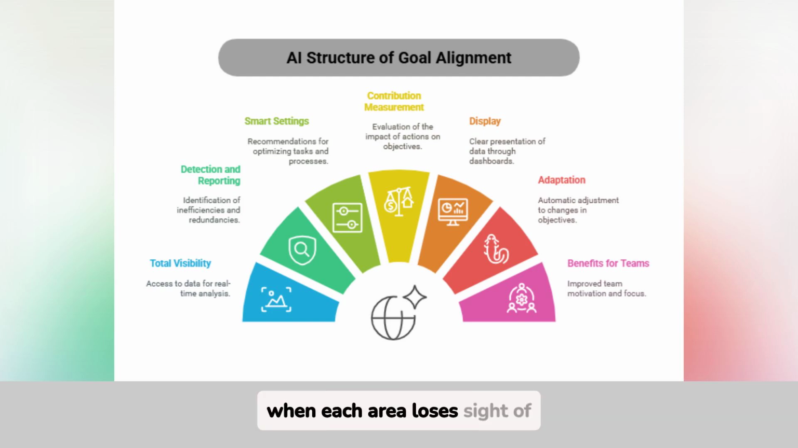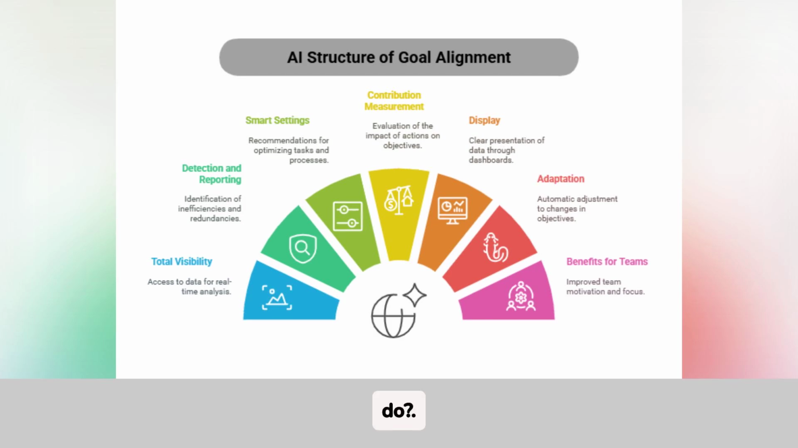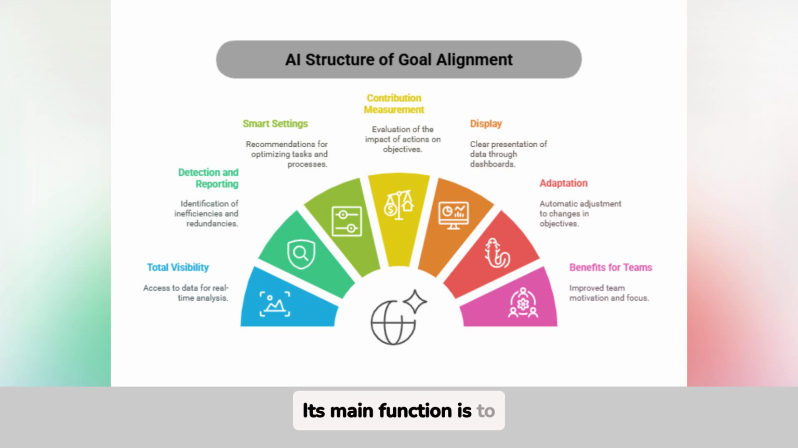Because when each area loses sight of the overall objectives, a kind of strategic division arises. That's why the multi-agent system includes a subagent that addresses this issue, the Goal Alignment AI. And what does this AI do? Its main function is to ensure that every task, every action, and every effort is connected to the company's strategic objective. It assesses the coherence between what is being executed and what is actually sought to be achieved. And if something isn't adding up, it tells you, directly and clearly.